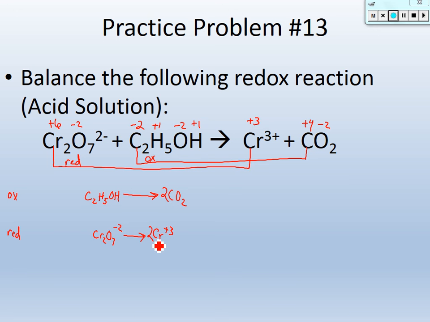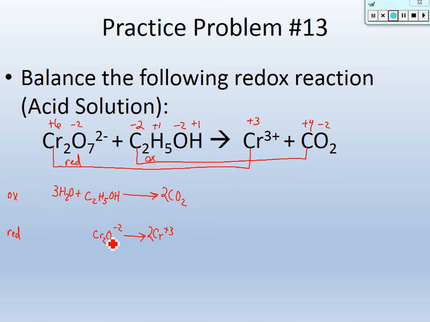Let's go to step 3. Balance the oxygens by adding water. How many oxygens on the left side? Just 1. How many oxygens on the right side? 4. So which side needs more oxygens? The left side. So I'm going to do that by adding water. Just put H2O. Now, how many waters will I need? Won't I need 3? Okay. And that will balance out to 4 oxygens on both sides.